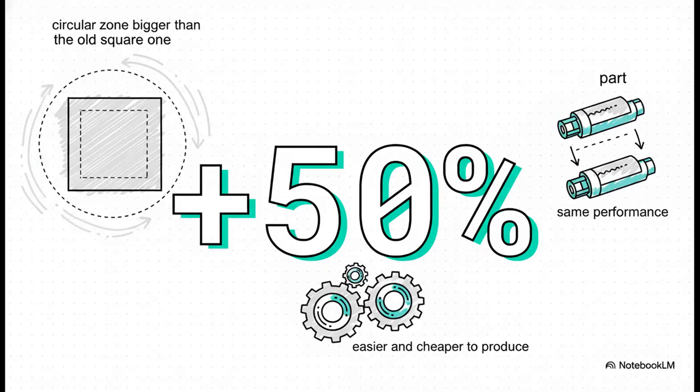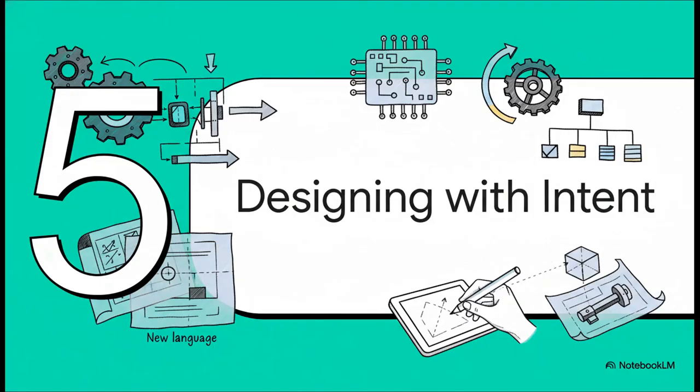It's just smarter. And here's the real kicker. That circular zone is actually bigger than the old square one. It gives the manufacturing team almost 50% more room for variation, which makes the part easier and cheaper to make, all without sacrificing a single bit of function. So you get more flexibility for the same performance. It's a win-win.